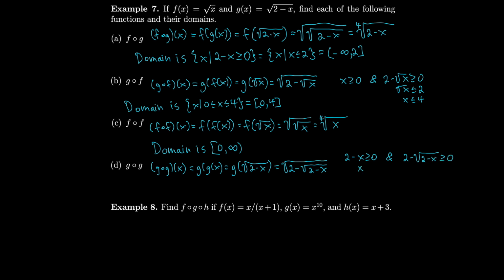Okay, in this case, we have x is less than or equal to 2, and in our other case, we have this thing is less than or equal to 2. So that means that 2 minus x is less than or equal to 4 when we square both sides. So that means that x is greater than or equal to minus 2. So our domain is all of our x values such that negative 2 is less than or equal to x is less than or equal to 2, aka x is between minus 2 and 2.